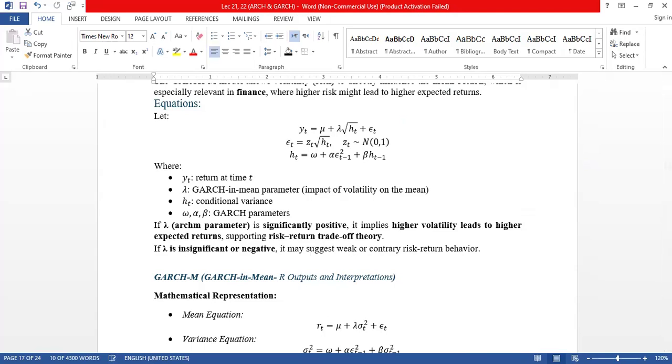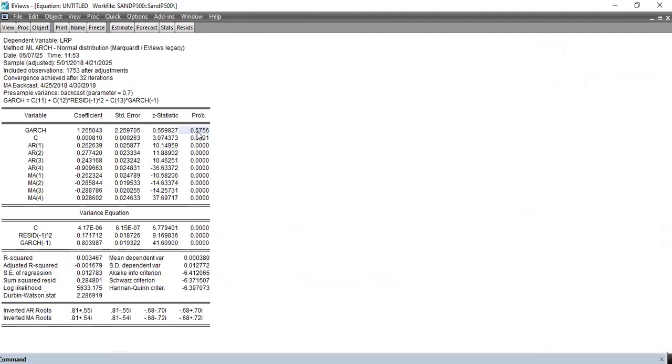So here the GARCH is insignificant. This means that your volatility is not affecting the mean behavior of your stock, and this is a very good thing, because if it is affecting more, then of course your stock prices are very weak, because the market volatility is going to disturb your stock prices. So this is a very important decision.